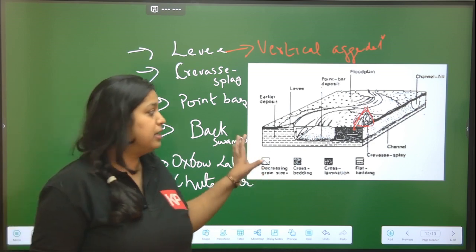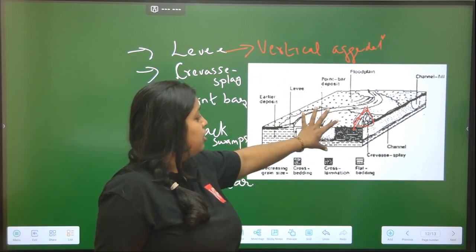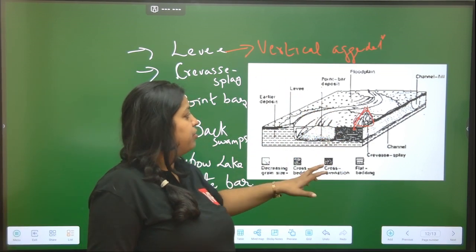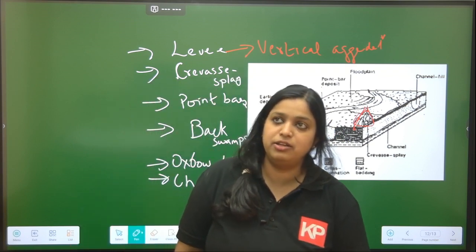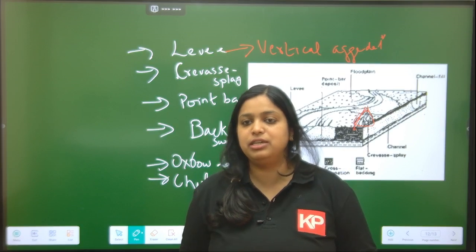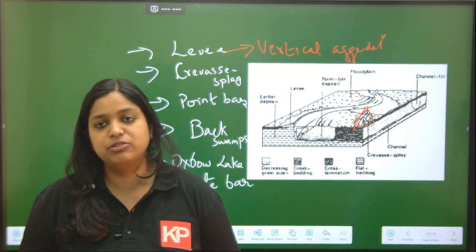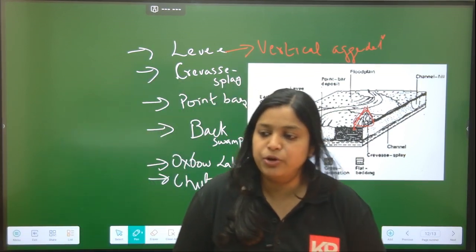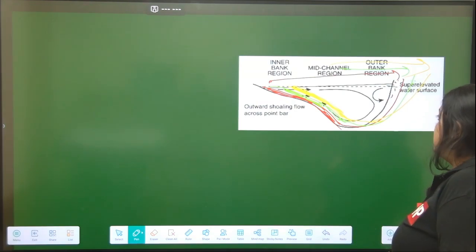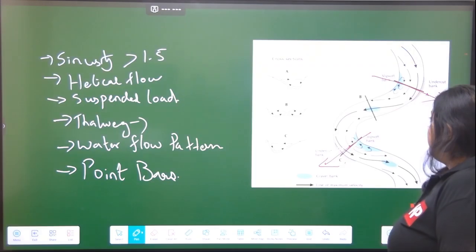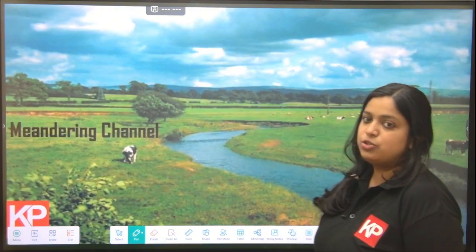We'll see the entire depositional landforms, about the grain size, like all around, whether they will have a coarsening upward sequence or whether they will have a normal gradation. These things we'll see in detail about the landforms associated with the meandering. So I hope you understood the basics, the hydraulics portion, dynamics of meandering, formation of point bars, and the landforms associated with the meandering channel. So thank you so much.